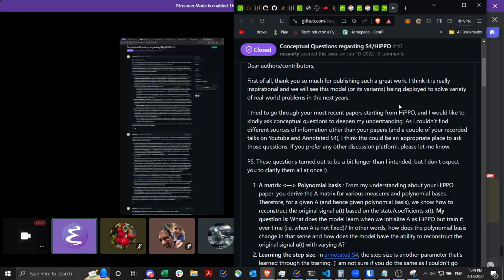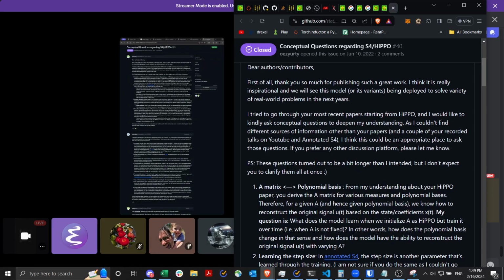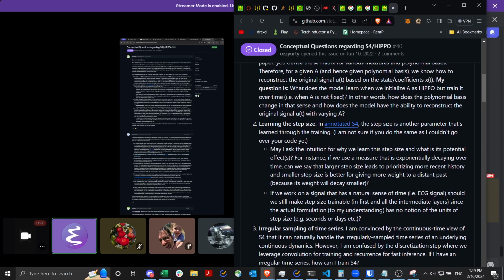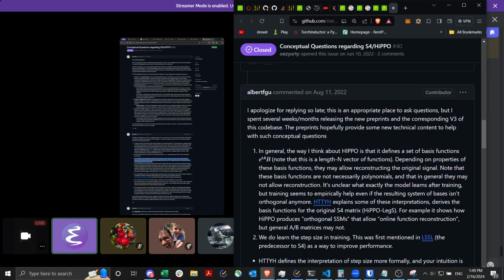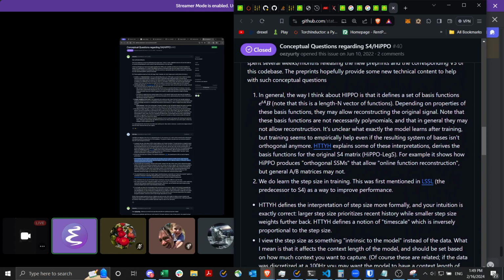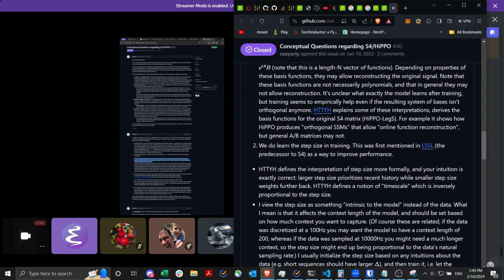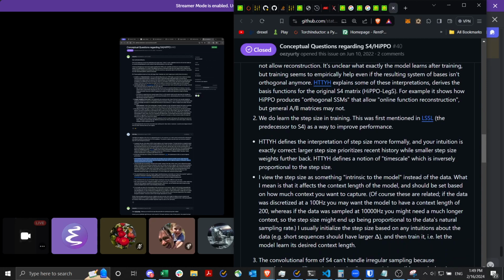Let me just address this question. Okay, so irregular sampling, the effect of deep layers. Okay, so learning the step size. And here's what Albert says. We do learn the step size. How to Train Your Hippo defines the interpretation of step size more formally. Your intuition is correct. Larger step size prioritizes recent history. Smaller step size looks further back. So there's this notion of a time scale that is inversely proportional to the step size.